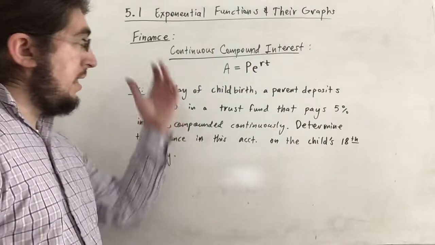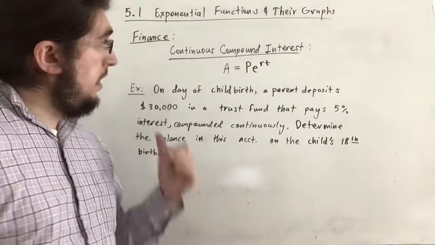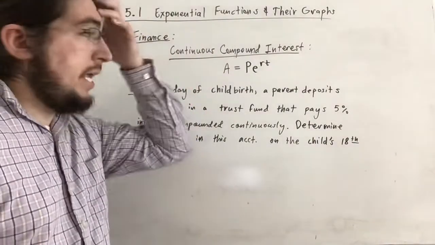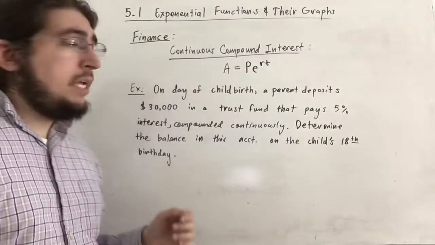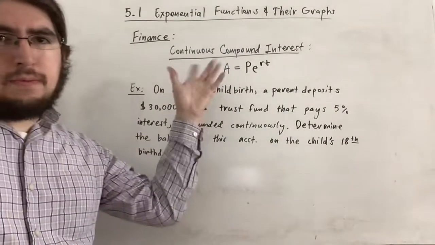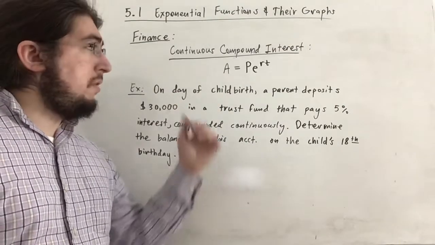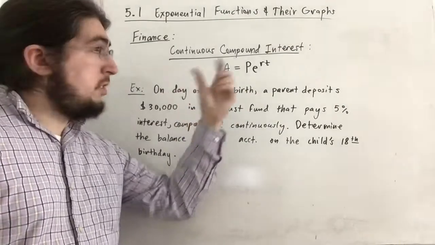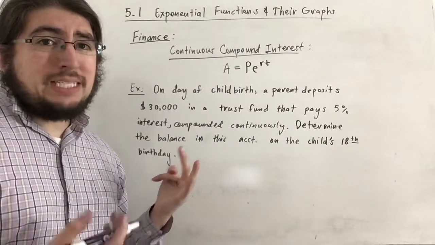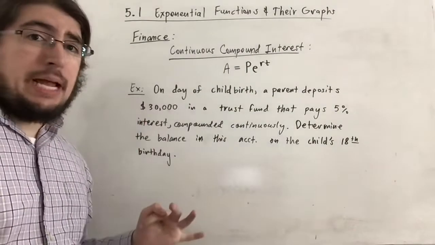All right, so again, this is the formula for continuous compound interest. A equals P e to the rt. And A, P, r, and t are the same as they were before. A is the amount after, P is the principal, r is the yearly interest rate, and t is the time that has passed in years. And let's take a look at this example now.